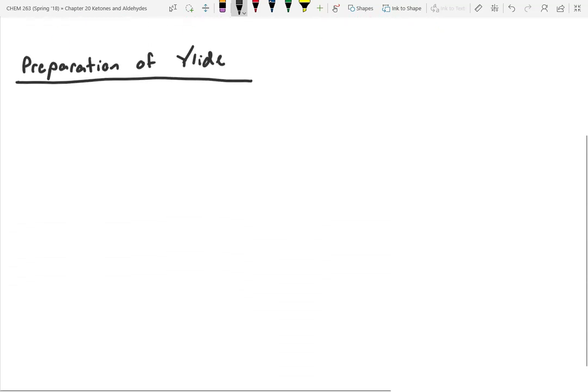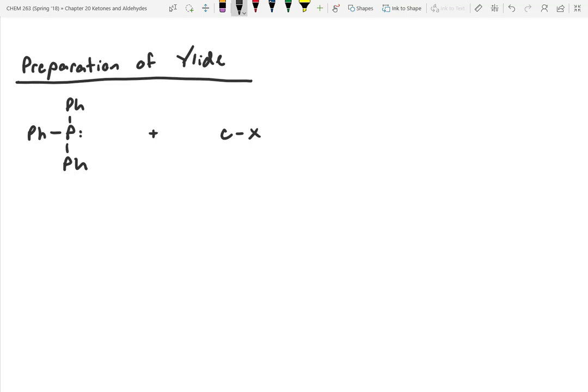All right, so the first thing you want to do is get triphenylphosphine. And again, Ph just stands for phenyl. And then in the next step, you want to have some sort of alkyl halide, or at least something with a good leaving group. So I'll just abbreviate that as X. And I'm going to abbreviate the R group still as that red R.